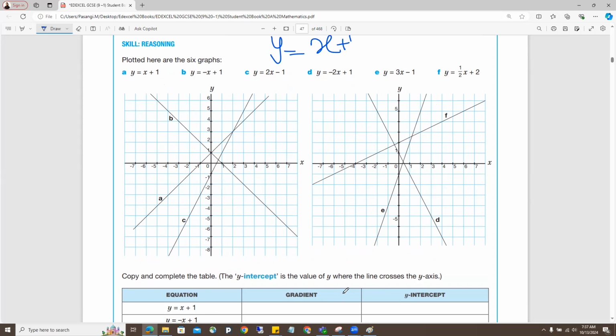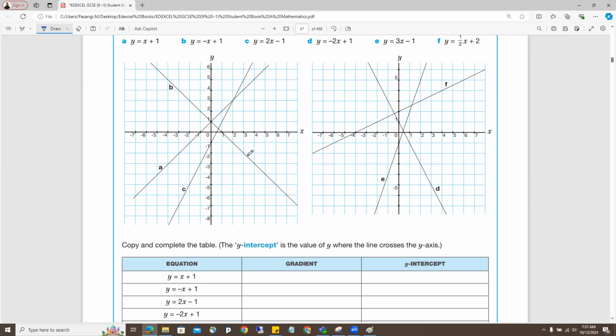Can you find the gradient of all these lines? So what you have to do, how to find the gradient? If we wanted to find the gradient of this line A, what do we have to do? We have to mark 2 points. You can choose any 2 points exactly. Let's assume I selected this point and this point.